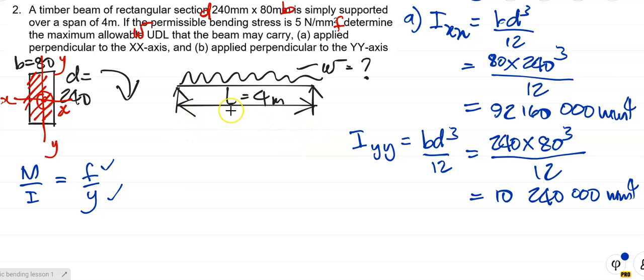So from here I'd be able to work out the reactions. I can draw the shear force diagram, I can draw the bending moment diagram. But because it's a standard case, I can just go to the formula, pick out a formula, put in the values given, and get the answer as easy as that.